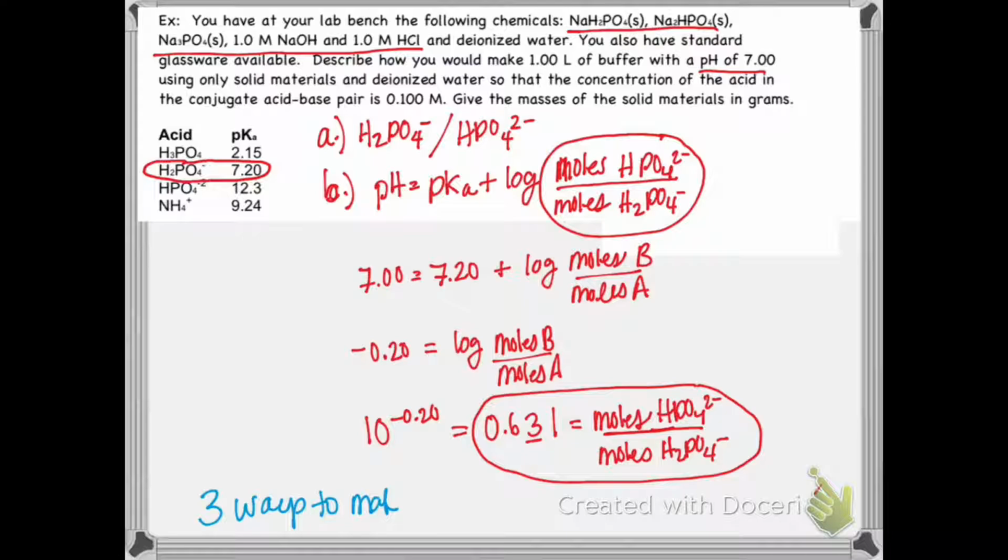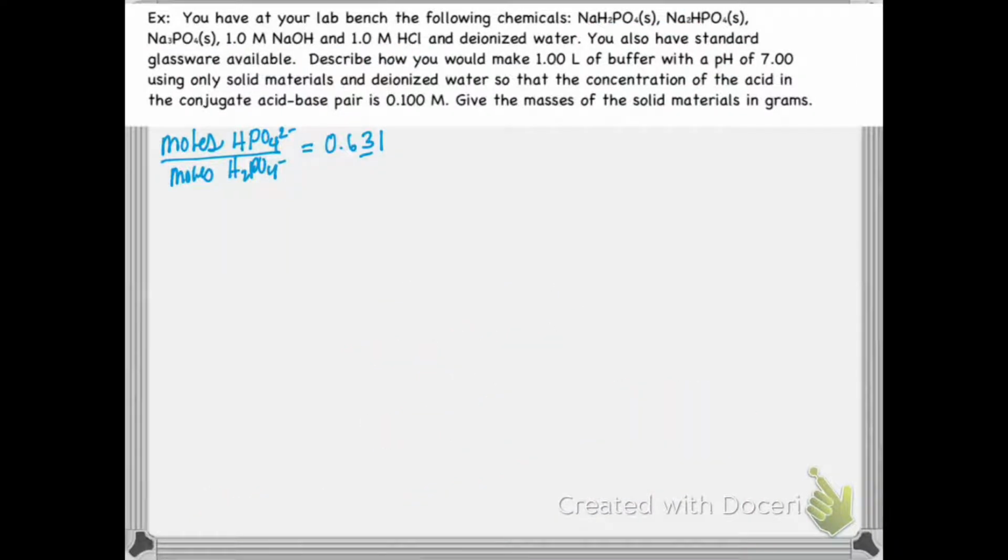So we can directly mix the buffer components, that's one way. We can use a strong base and the acid buffer component, or we can use the strong acid and the base buffer component to make this buffer. So here's our mole ratio, right? We need to use that for all our calculations. So we're going to start by directly mixing the 2 buffer components to make this buffer. Okay, so we can directly mix the HPO4 2 minus and the H2PO4 minus to make the buffer.